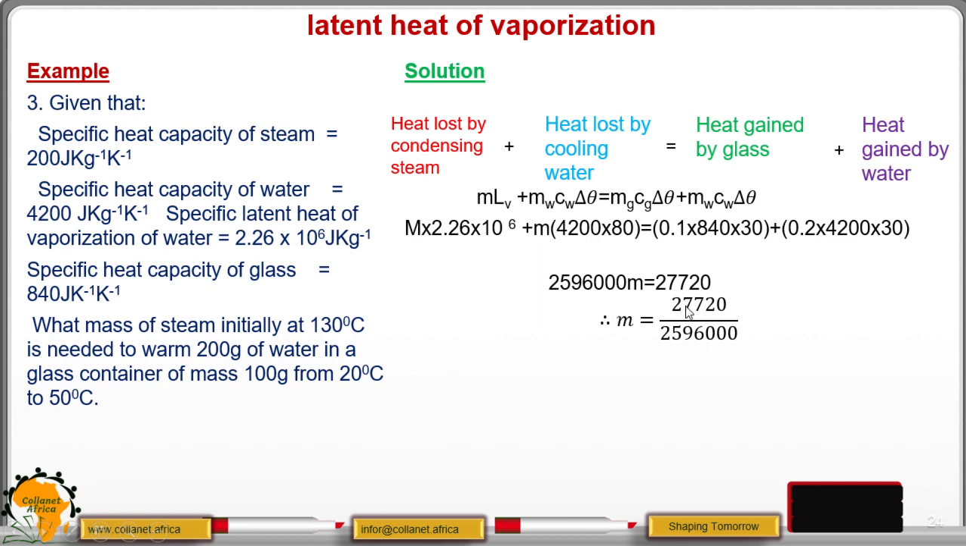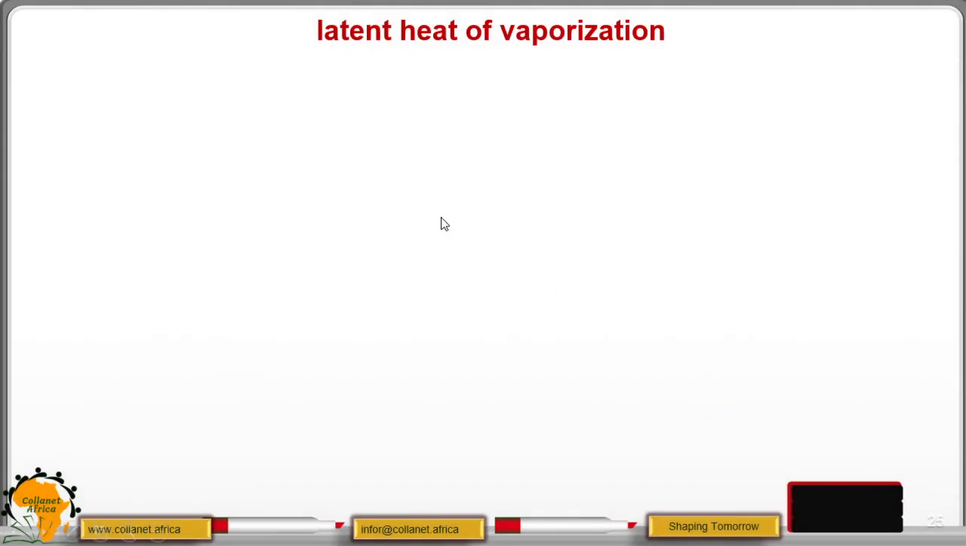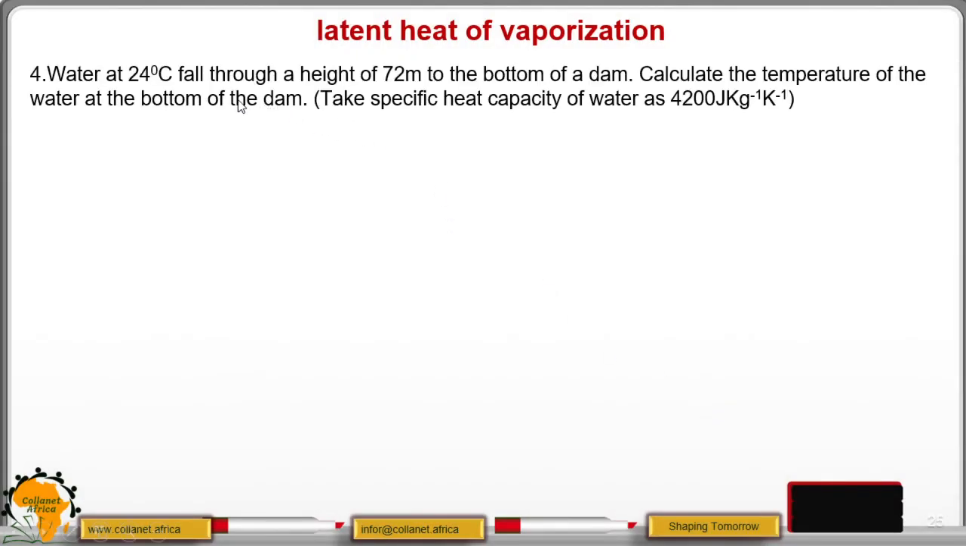To get M, you now divide through by this, which is 2,596,000. You are taking 27,720 divided by 2,596,000, and when you divide, you get 0.01068 kg. That is what we are getting as the mass. Then from there we proceed to another example.